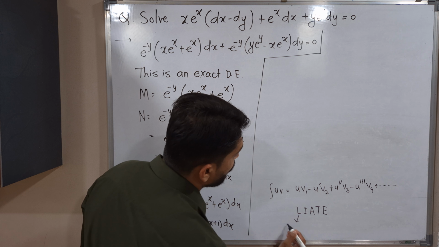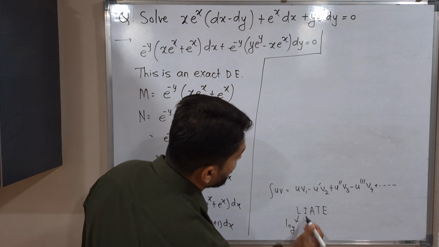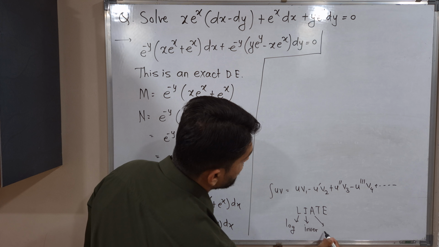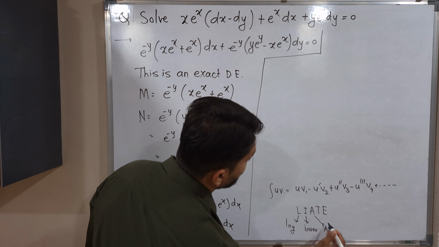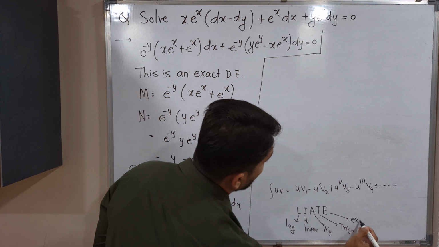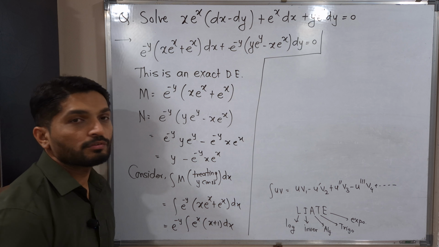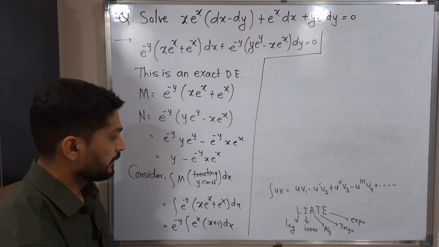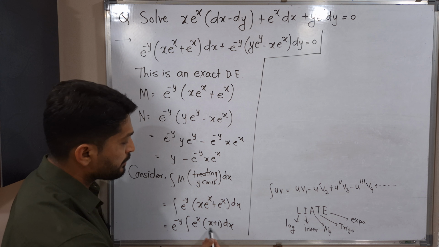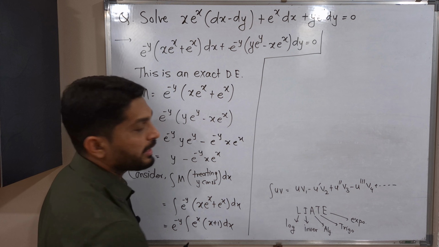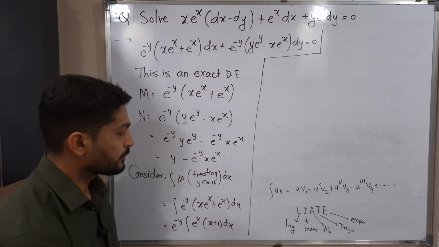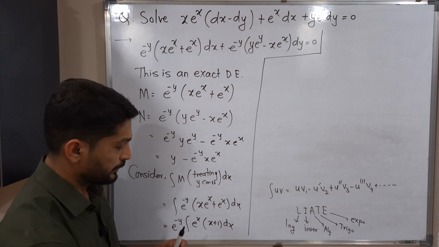LIATE. L means logarithmic functions. I means inverse trigonometric. A means algebraic or polynomial. T means trigonometric, and E means exponential. This sequence we should follow while choosing our u and v. So e raised to x is an exponential function. x plus 1 is a polynomial, that means an algebraic function. You can see in this sequence, A comes before E. So that's why I need to shift this bracket first.